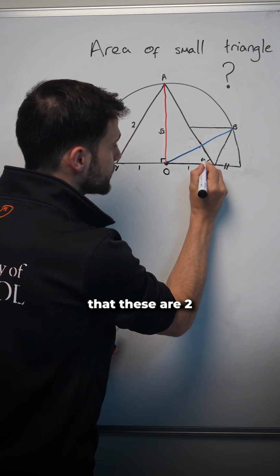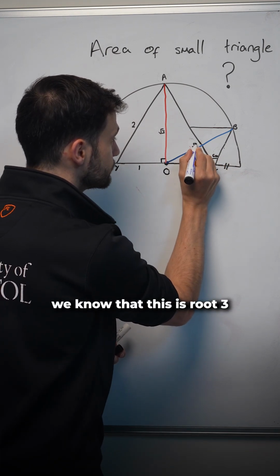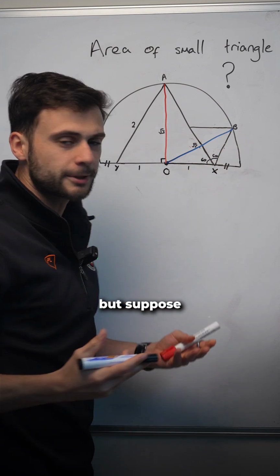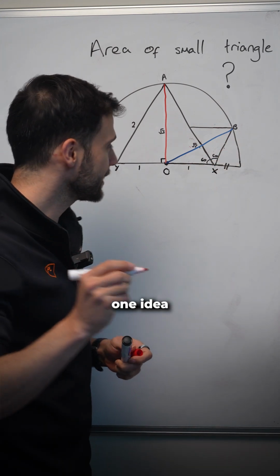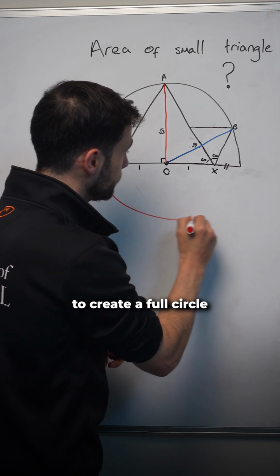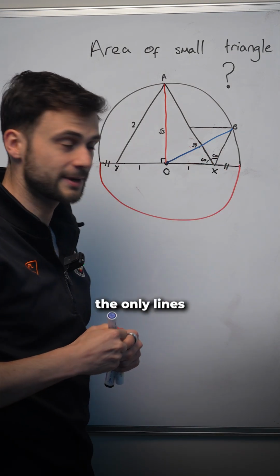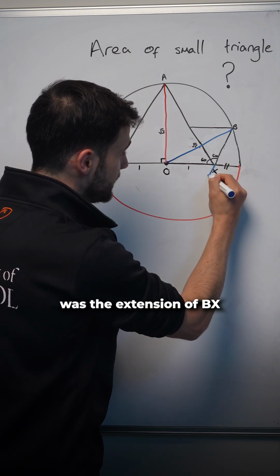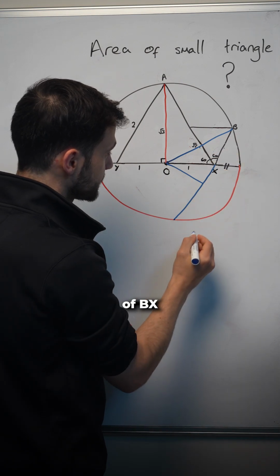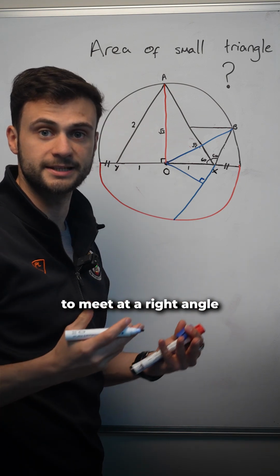Now, since we know that these are two equilateral triangles, this angle is 60 degrees, so is this one. We know that this is √3. One way we could do it is by using the cosine rule to figure out the other side here. But suppose you don't want to do all that algebra. One idea that often helps in these types of situations is doubling the semicircle to create a full circle and reflecting some of the lines into that circle. The only line we actually need is the extension of BX. We can construct the line from O to the extension of BX in a way that it forms a right angle. And because we've constructed this, we can choose for it to meet at a right angle essentially.